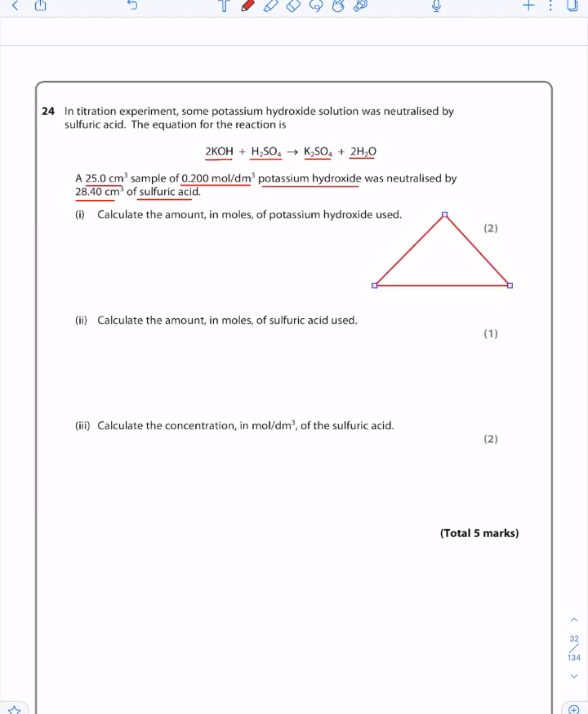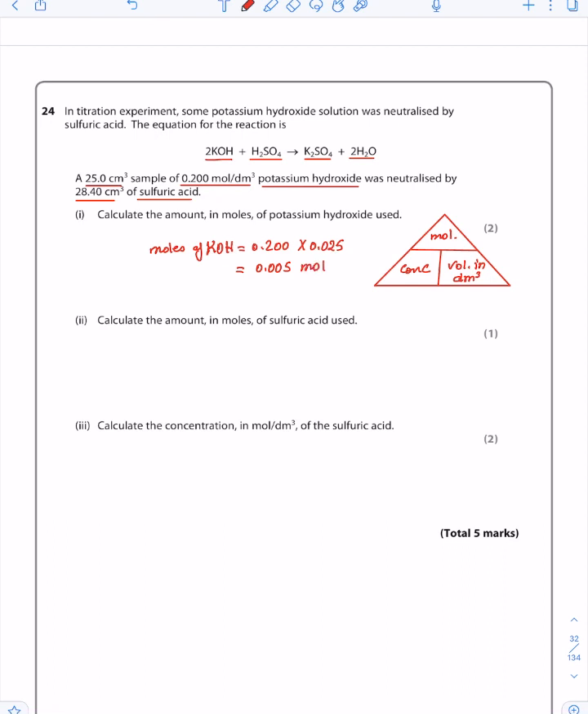يعني بنستخدم الرول اللي هو الكونسنتريشن والمولز والفوليوم. concentration moles volume in cubic decimeter. عاوزين نطلع المولز، يبقى المولز of potassium hydroxide is equal to الكونسنتريشن 0.200 by الفوليوم، بس الفوليوم 25 لازم يتعمل dividing على 1000 عشان يبقى بالكيوبيك ديسيمتر، يبقى 0.025. يبقى هنا يطلع الانسر 0.005 moles.